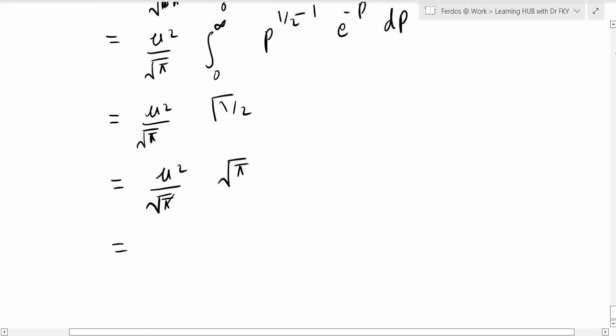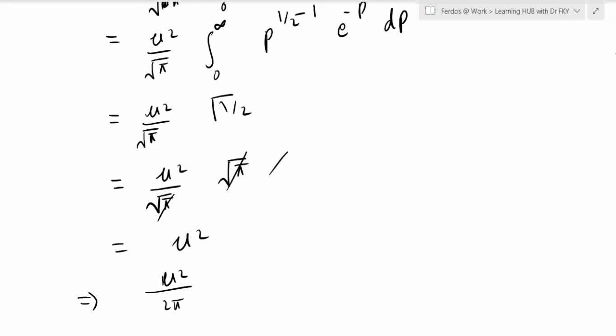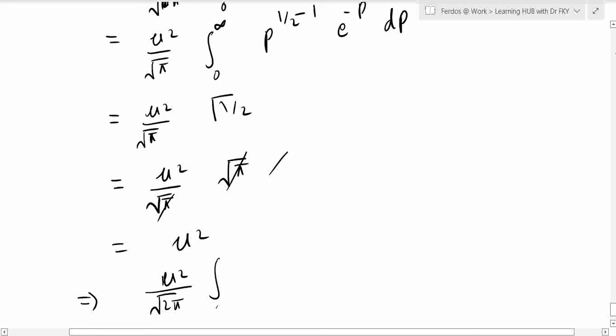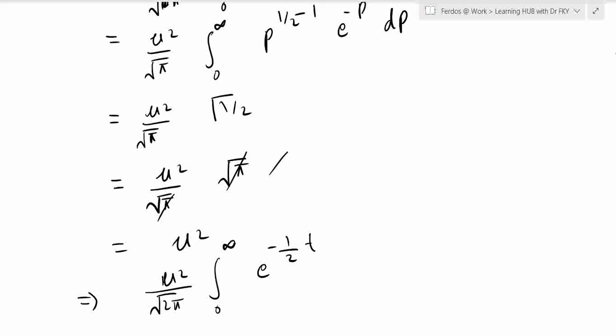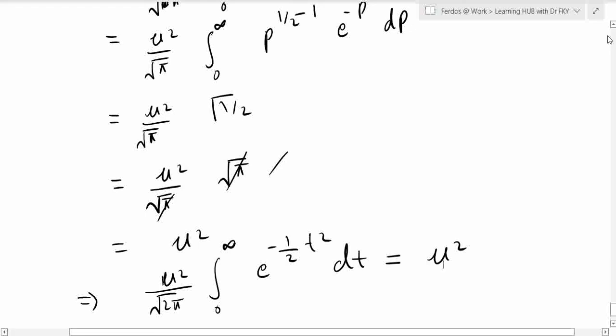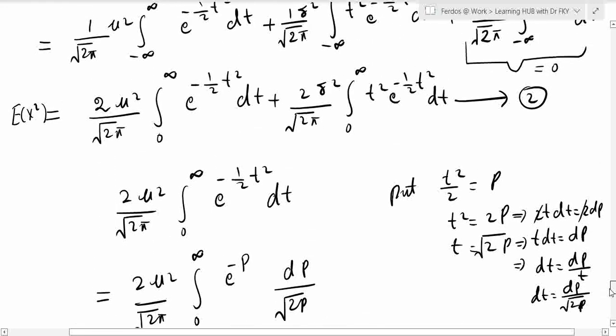So this means that this is equal to mu square. Cut this. So this means that 1 divided by mu square divided by 2 pi square root, 0 to infinity e power minus 1 divided by 2 t square dt is equal to mu square. So we got one quantity solved, one term of equation 2, and now we need to solve the second part of equation 2, which is this one.